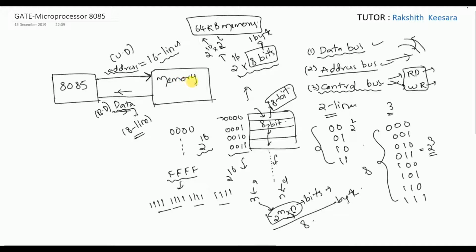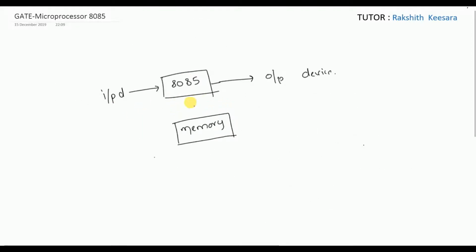Guys, if you look into this, the memory consists of RAM, ROM, and input output devices. So with the 16 lines, it should address all these devices: RAM, ROM, and input output devices. So if you see this, guys, I am separating the memory. In the previous diagram, I had shown memory, input devices, and output devices in the same box. Now I am separating the memory, input device, and output device. So now our memory consists of only RAM or ROM.